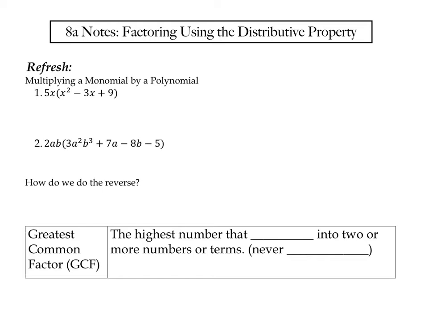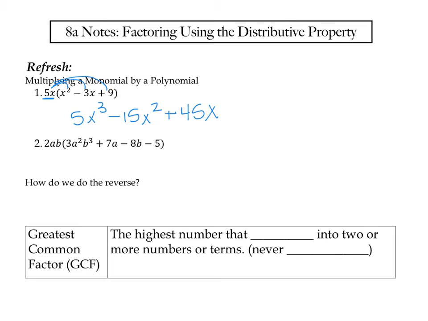So we've got 5x times x squared minus 3x plus 9. So this 5x term is going to get distributed to our three terms on the inside of our parentheses. So when we do that, we get 5x cubed minus 15x squared plus 45x. And you'll notice now each term that we've gotten in our new polynomial is factorable by 5. They all have the common term of 5, and they all have an x component to them as well, so that'll help us later on.